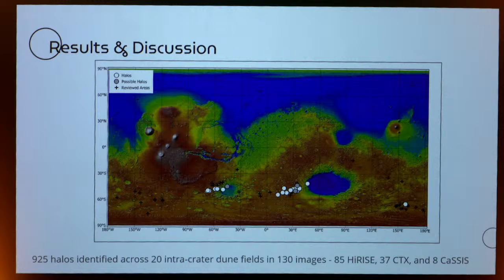And so across these 20 dune fields, we have 130 images that have these halos inside. What that means is that in some cases, we can follow it throughout the season, and I'll show some examples of that later. Most of these were detected in HiRISE, but we do have some detections in CTX, despite it being monochrome, and CaSSIS as well.